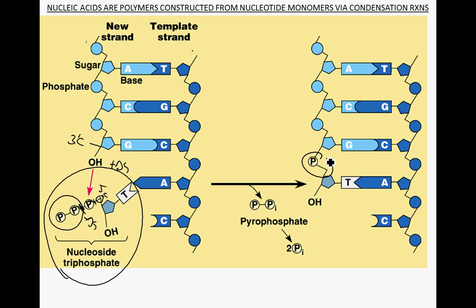This bond that's made right here is called a phosphodiester bond. These bonds are covalent bonds between the nucleotides of the chain. So when we are polymerizing DNA, when we're making more DNA molecules, there's an enzyme that's going to add these nucleoside triphosphates to the 3' end. So we add a nucleotide to the 3' end over here.